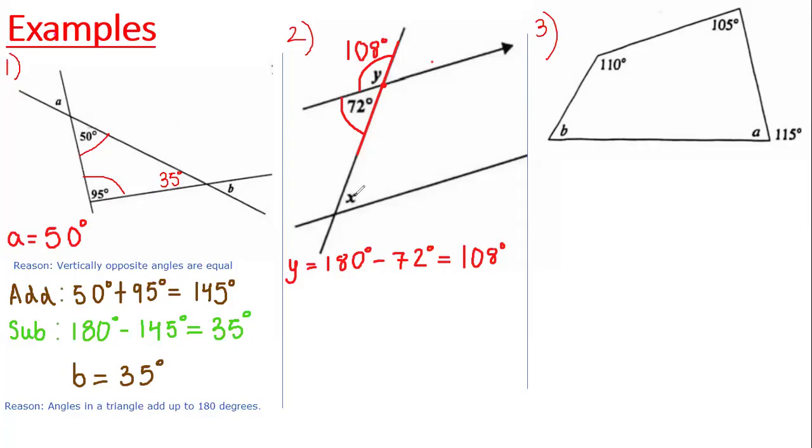What is x going to be equal to? 72. X is equal to 72. Why is x equal to 72? Do you know why? Alternate angles are equal. They form a Z shape. Oh, very good, Leah. So alternate angles are equal, they form a Z shape.